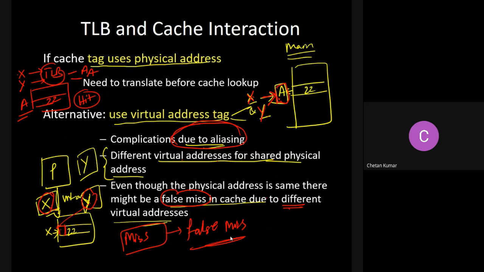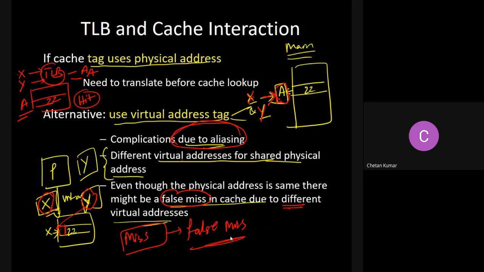But on the flip side, there is some advantage in the sense you don't have to go through the TLB every time there is a cache hit. Whenever there is a cache hit, you will get an advantage. This is one example. They still use it in some cases. The likelihood of two virtual addresses mapping to the same physical address is limited, but unnecessarily you will end up seeing false misses.